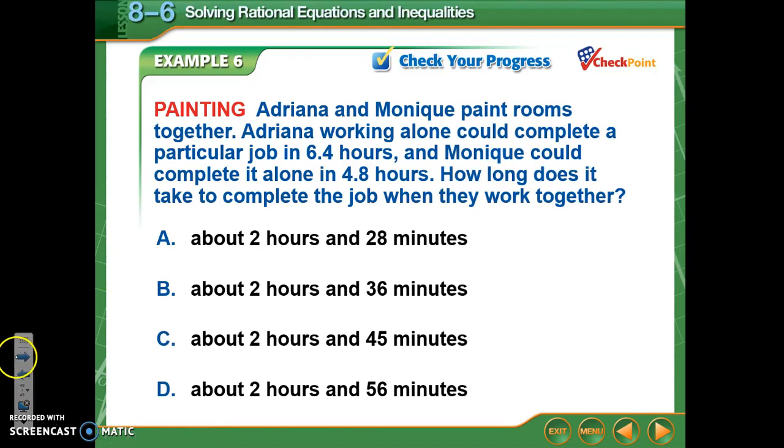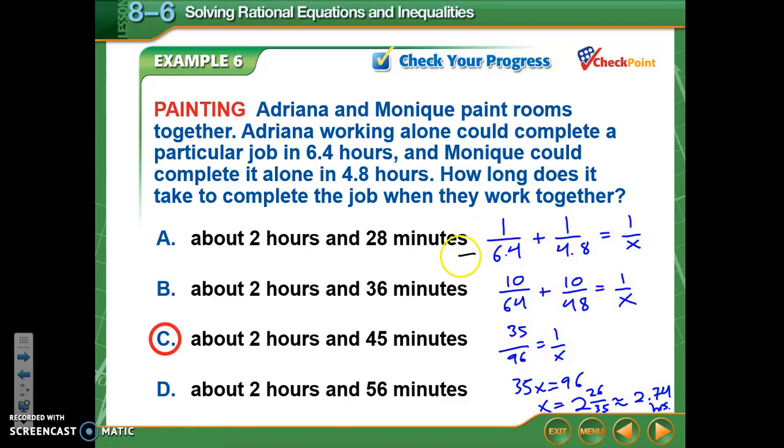Alright, last one here, try this. In this case we get C, about 2 hours and 45 minutes. Here's the setup for this problem. 1 over 6.4 is Adriana's rate. And Monique's rate is 1 over 4.8. So if I add their rates together, I should get the combined rate. From there I just solved. I got about 2.74 hours, which is about 2 3/4 of an hour.